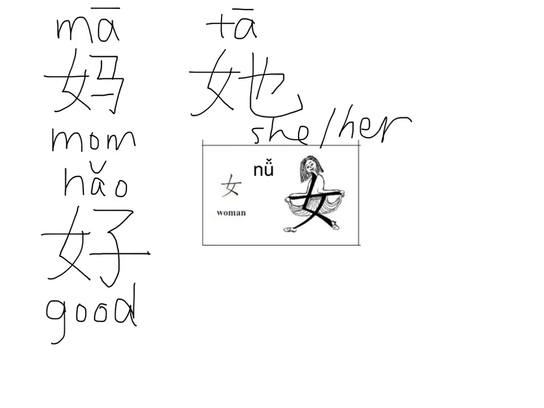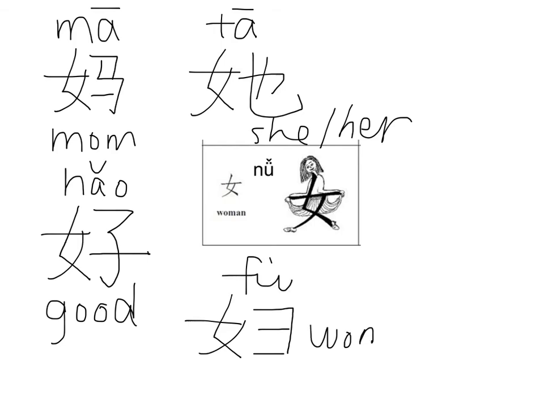So next character, still a 女 on the left side. This part symbolizes a broom which you use to clean your floor. So a woman, her job is cleaning your house, cleaning the floor. So this character is pronounced like 妇. It's woman. It's more like an Asian term for woman.